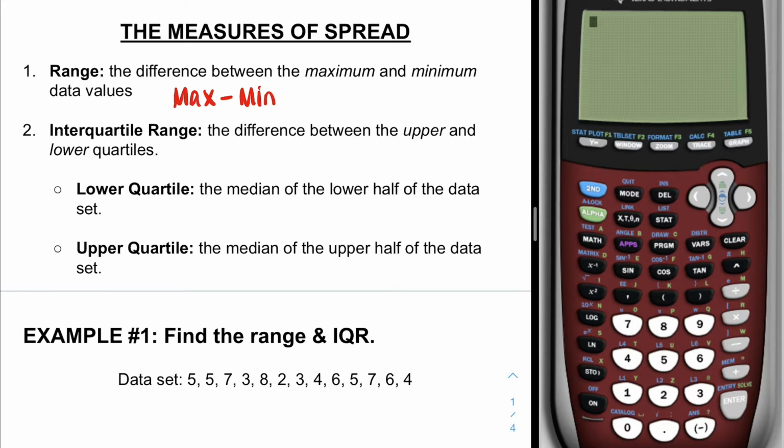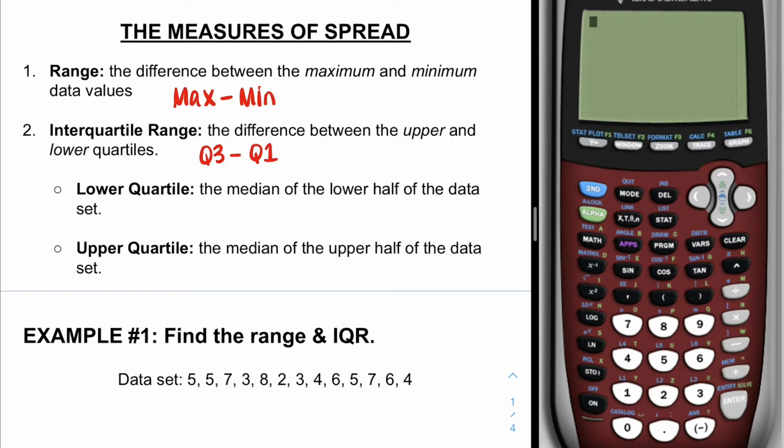Okay. The next we have is the interquartile range. That is the difference between the upper and the lower quartiles. We call the lower quartile Q1 and the upper quartile Q3. So we're going to take Q3 and subtract Q1. You may be wondering, what in the world is a quartile 3 and a quartile 1? The lower quartile is the median of the lower half of the data set, and the upper quartile is the median of the upper half of the data set.